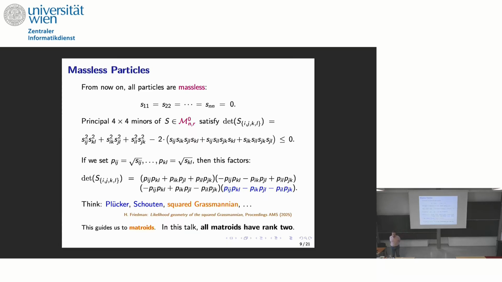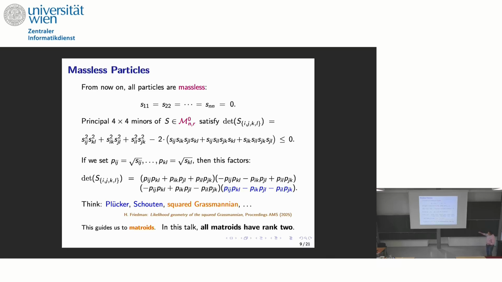So what math people call the Plücker relation, what the physicists call the Schouten relation. And this is related to this process. I earlier talked about the squared Grassmannian, and I pointed out the remarkable fact that the square of a real number is always non-negative. And it's this transformation that also, this is important in statistics. So Hannah Friedman has a paper called The Likelihood Geometry of the Squared Grassmannian.